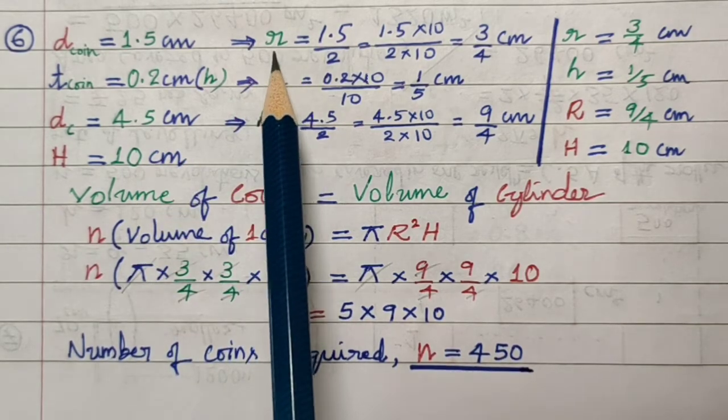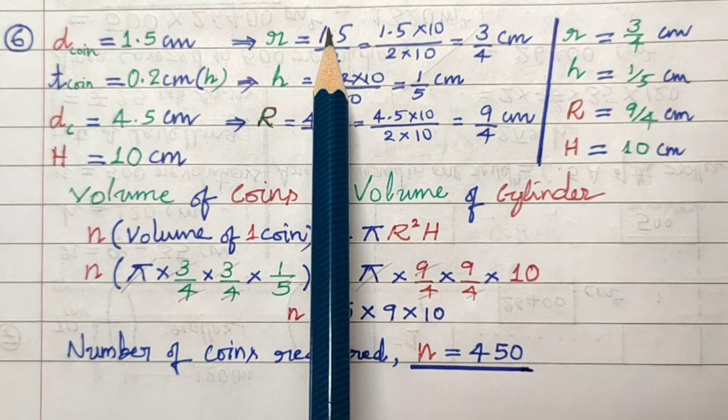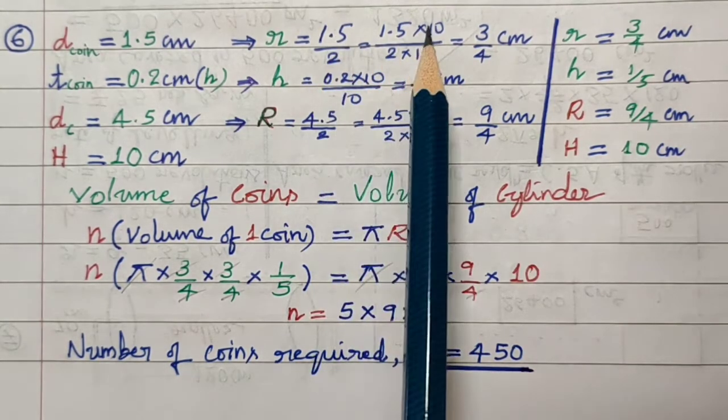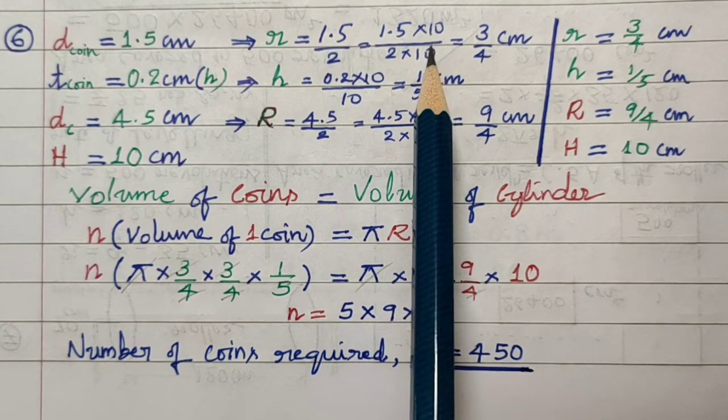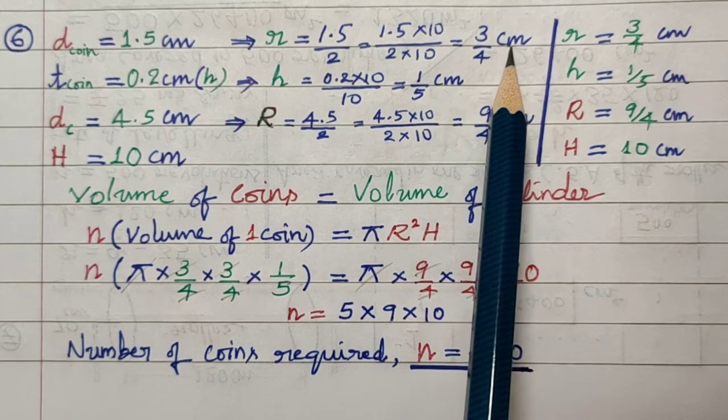Now this is the radius of the coin, diameter divided by 2, 1.5 divided by 2. Removing the decimal, multiplying both numerator and denominator by 10, that will give 3 by 4 centimeters.